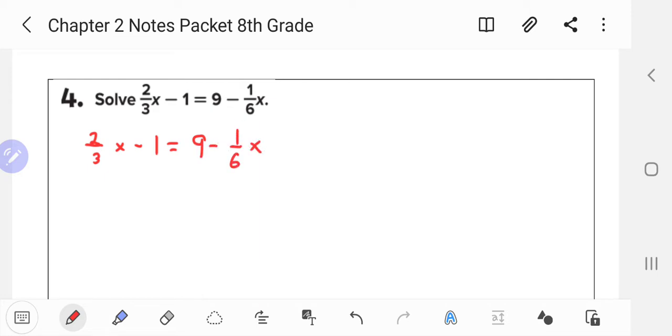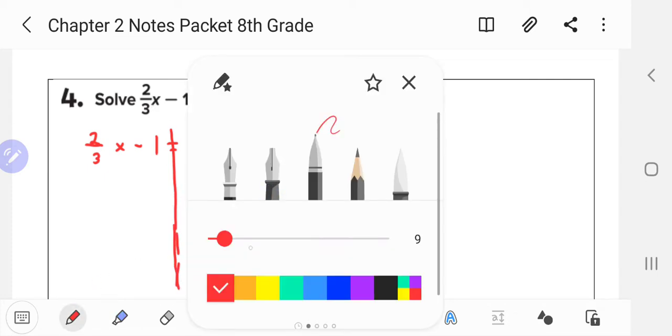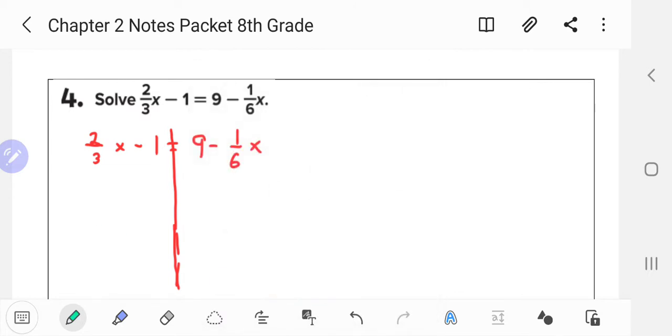We have variables on both sides, so we're going to get rid of one of the terms that has a variable. So I am going to draw my line down, and I'm going to find my terms. All right, let's go. So on this side I have 2 terms. On this side I have 2 terms. All right, and I'm going to get rid of one of my variable terms first.